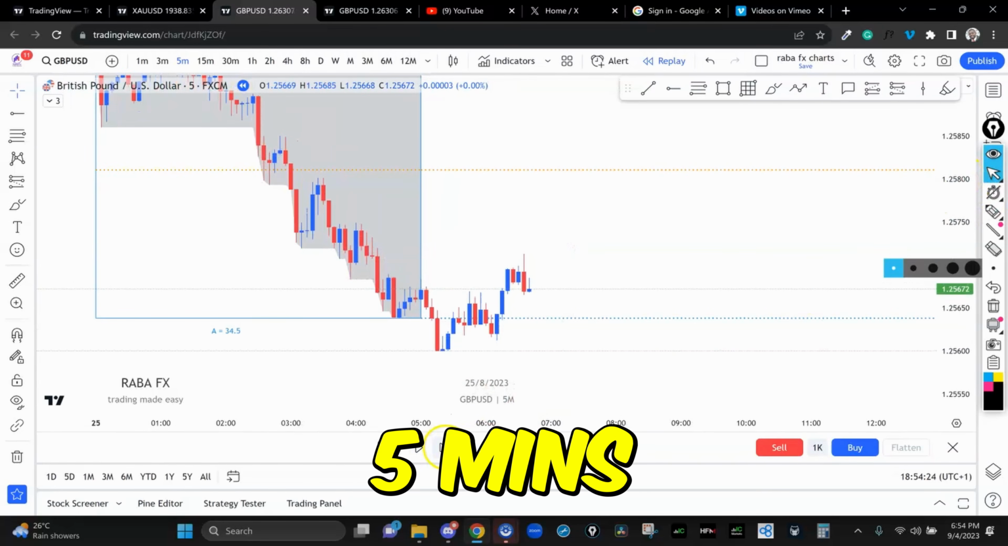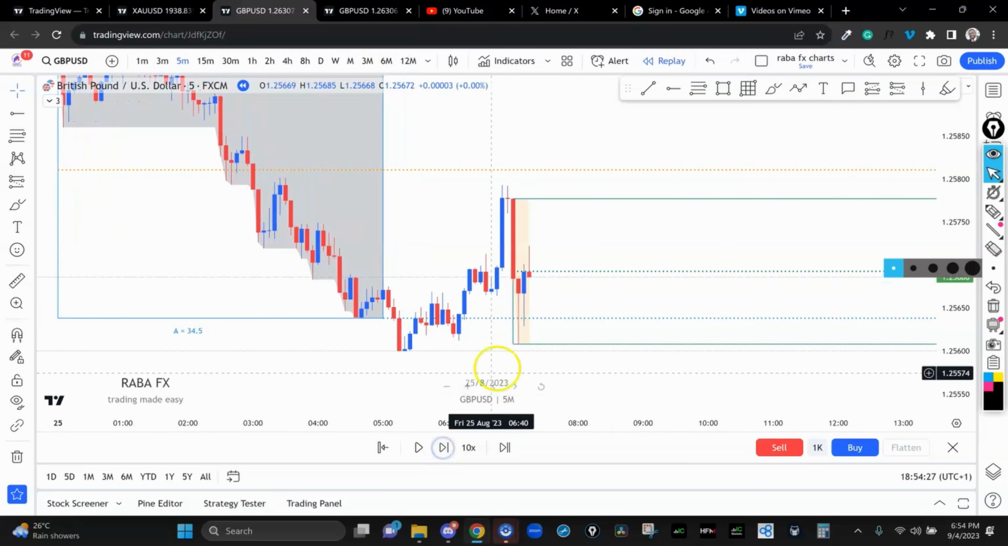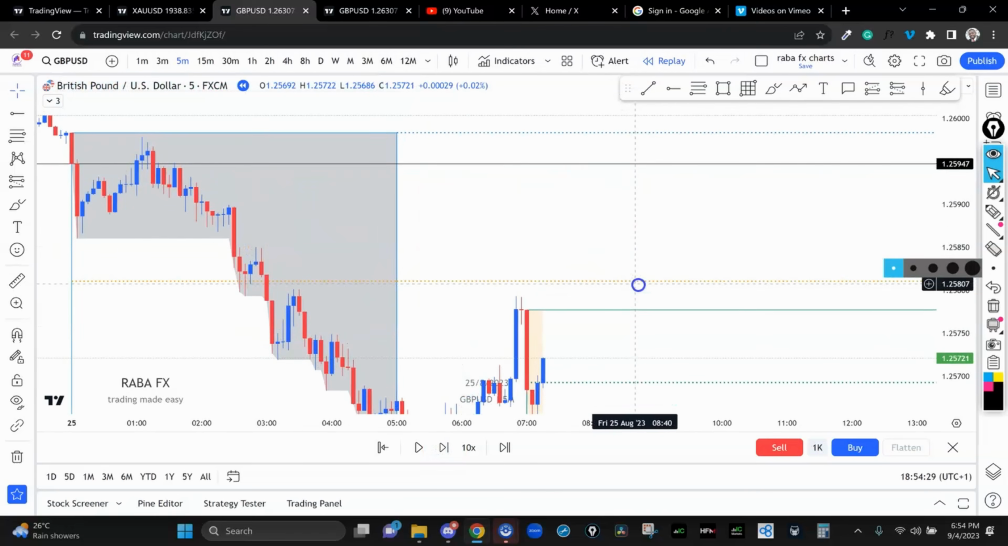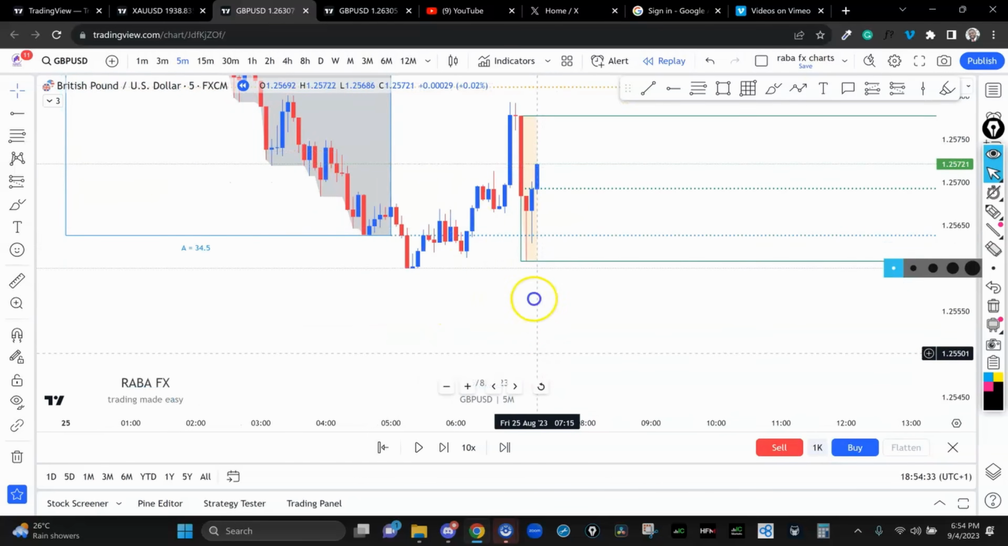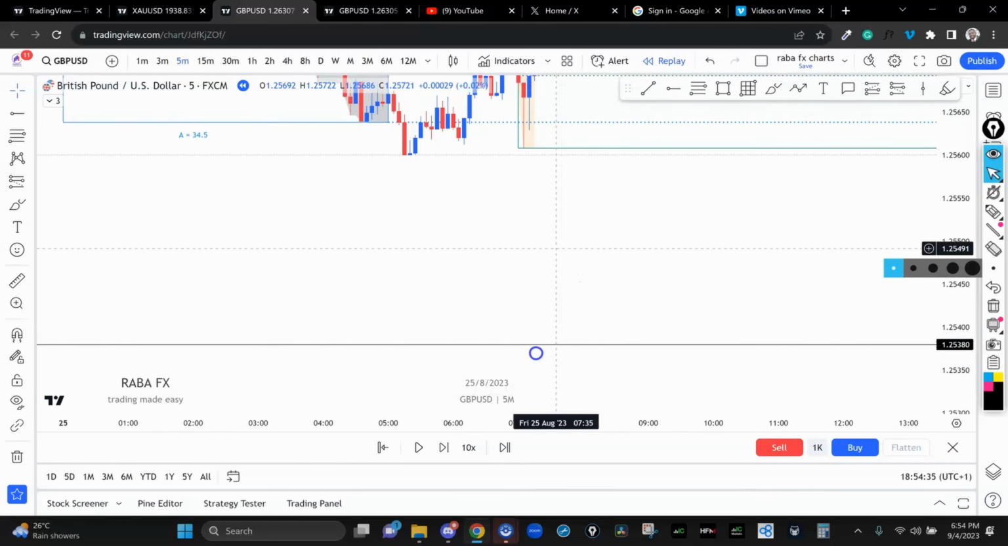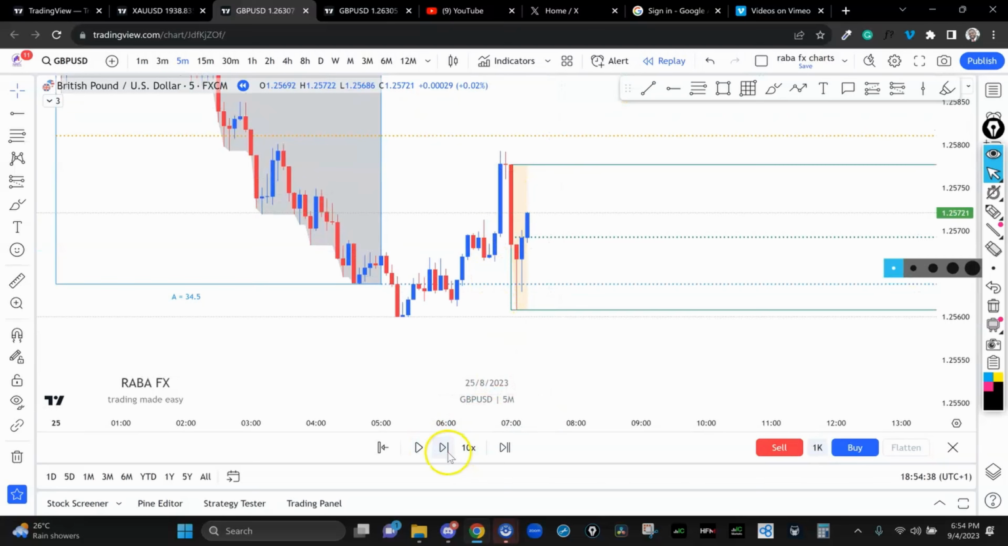So you're going to wait for the London session to open. Now the London session is open. In this case, the difference is that the lines that we're observing are far off, so you have to wait till price gets there. You don't take any trade until price gets there.